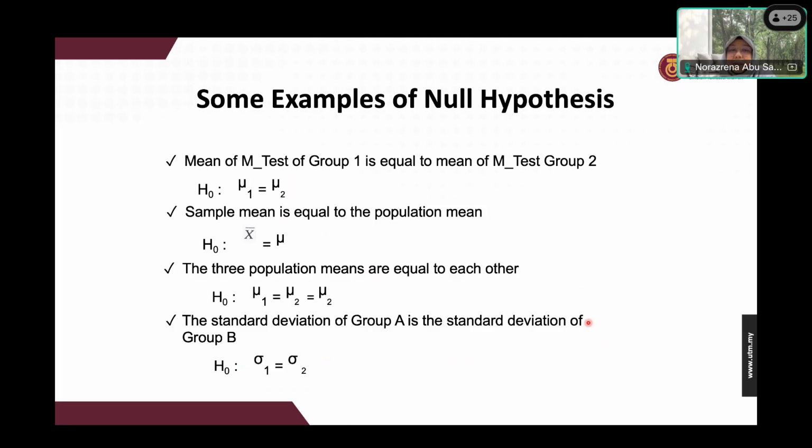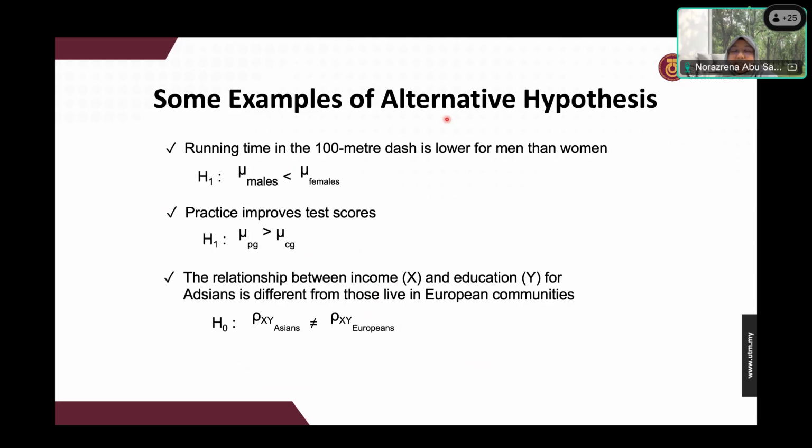This is a sample of the null hypothesis. Null hypothesis means there is no difference, or equal. We can say equal, no difference. While for the alternative hypothesis, we say not equal to, there is a significant difference, there is a significant relationship, for example, like that. All right, that's the alternative hypothesis.